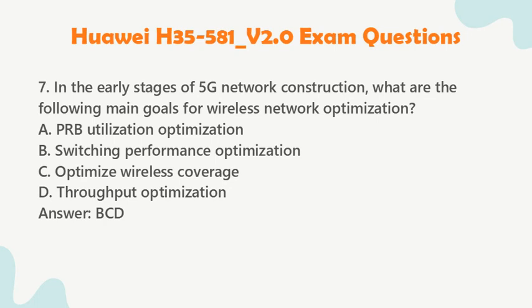7. In the early stages of 5G network construction, what are the main goals for wireless network optimization? A. PRB utilization optimization. B. Switching performance optimization. C. Optimize wireless coverage. D. Throughput optimization. Answer. B, C, D.